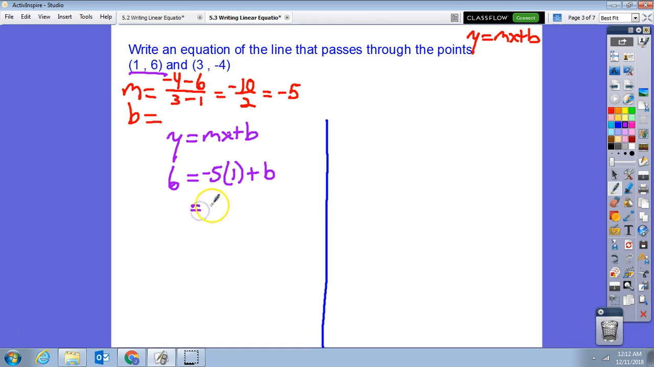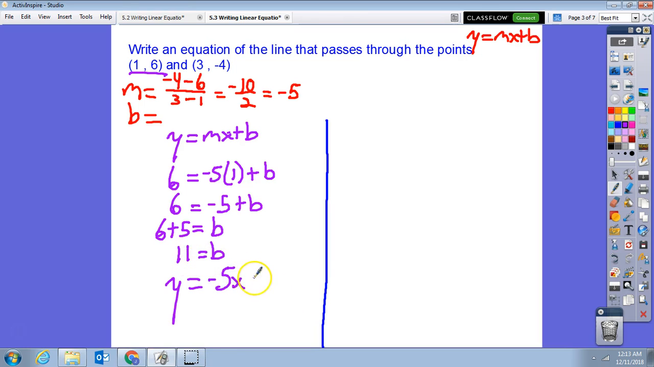What is negative 5 times 1? It's negative 5. What do I do to get negative 5 over to this side? I add 5. To save a little bit of time here, I'm going to add the 5 over here, just right beside it real quick. That gives me 11 as my b value. y equals, what's my slope again? Negative 5x.